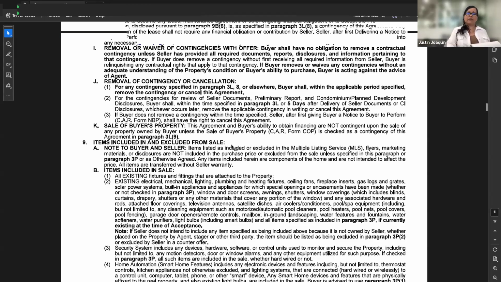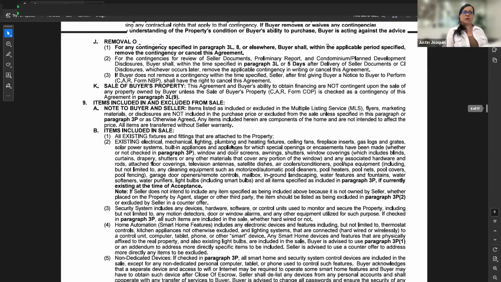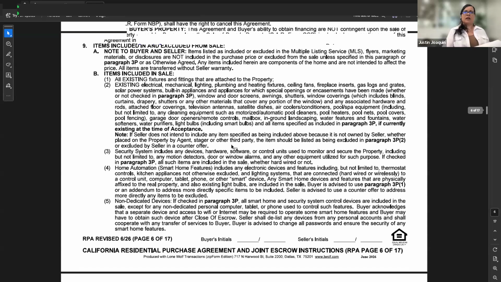K is the COP form. That means what? If my buyer needed to sell their current property to buy this one, you can build in that contingency. It's not part of the 8 automatic contingencies. It's an optional contingency to add the COP form.